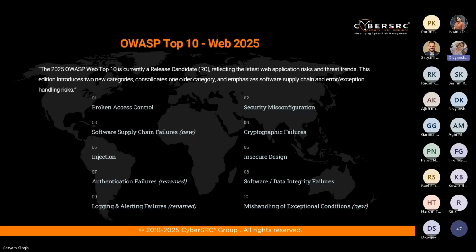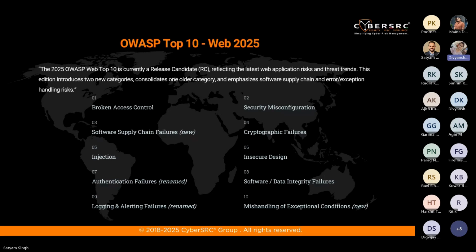First one, broken access control. Second, security misconfiguration. Our third category is software supply chain failures. It is a new category which is added in the OWASP Top 10. Fourth one, cryptographic failures. And our fifth one is injection. Sixth, insecure design. Seventh one is authentication failures. This category is renamed in the OWASP list.